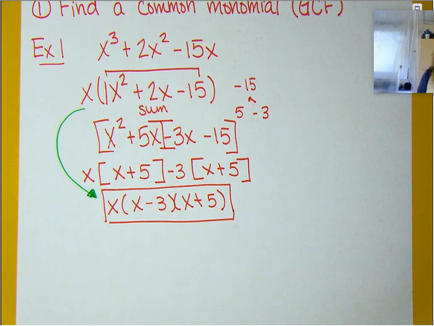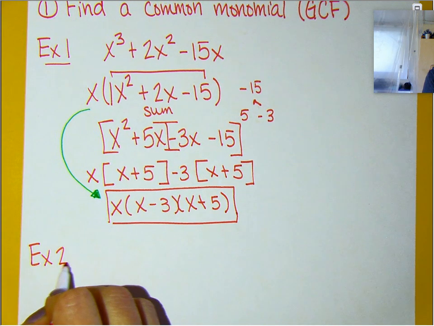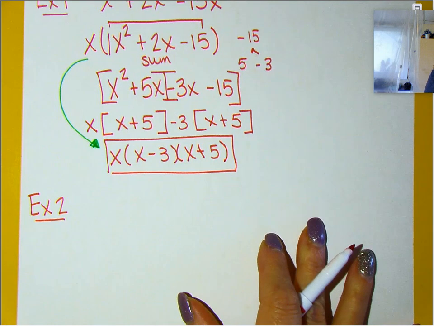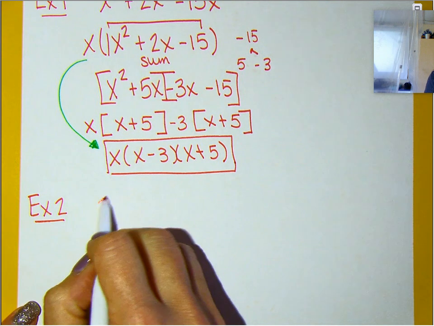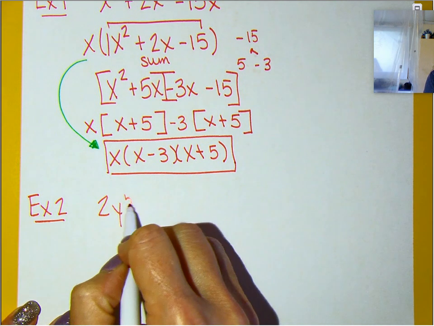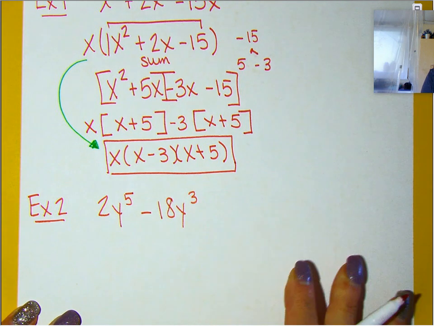So you don't have to say equal 0 and solve it. We will at the end. That's the why we're doing all of this, but we are going to solve at the end. Yep. So just read the directions. It depends. If it says factor, you just factor and you stop. If it says solve, you have to keep going. All right, I want you to factor 2y to the 5th minus 18y cubed.